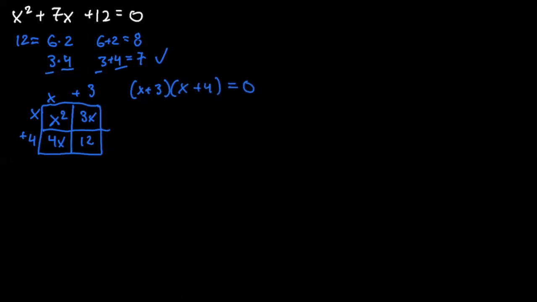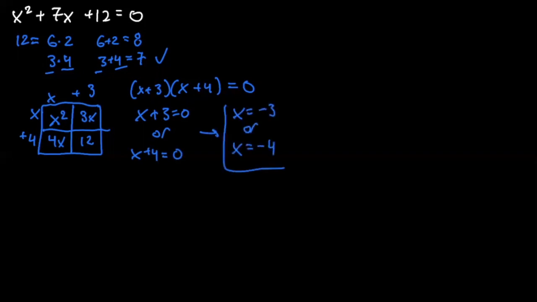And then we can set up the zero product property. x plus 3 equals 0, or x plus 4 equals 0. So x is negative 3, or x is negative 4. All right, so we were able to factor this. So we could really quickly just rewrite it in factored form, and then use the zero product property to find our two solutions. So we stopped at, I think, that second step on the flowchart we went over.